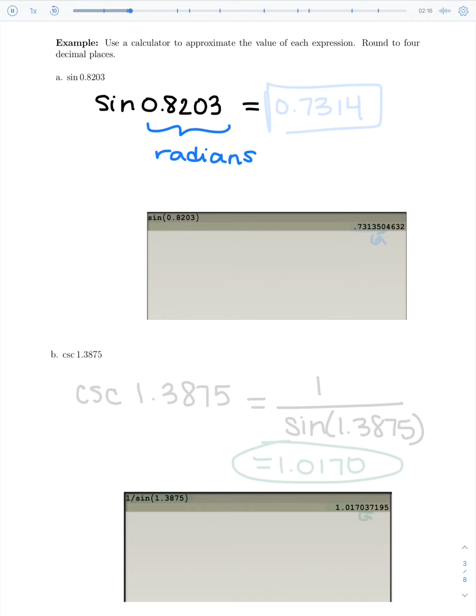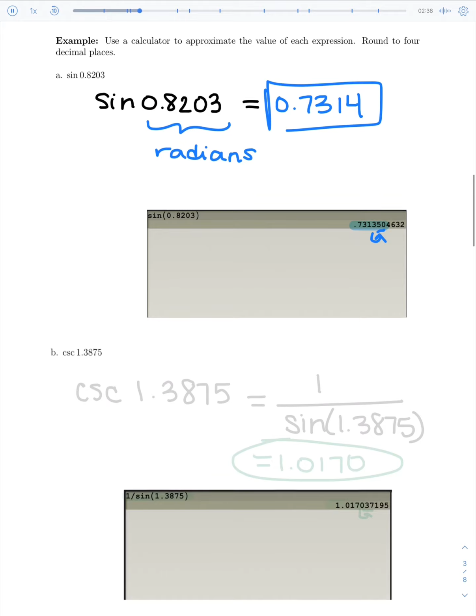We get this decimal here, and we'll get 0.7314 if you round to 4 decimal places, because the 5 after the 3 means that we're going to round up. And that's it. Again, the key is just making sure that you are in radian mode.